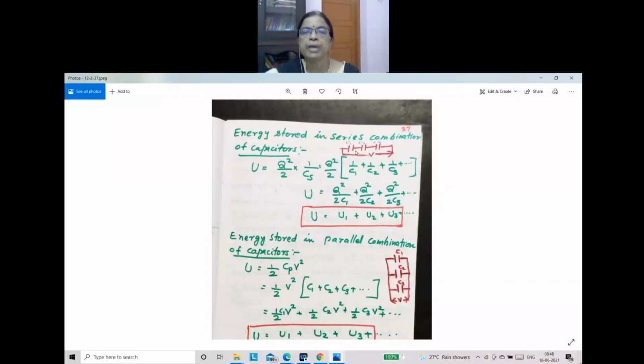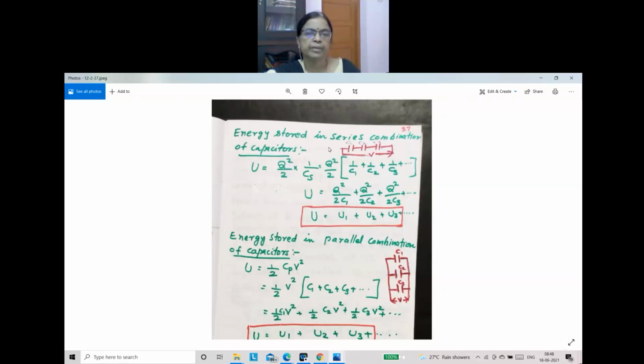Half, for example, Q square by 2C. In series combination, we use that formula. So, each capacitor will have energy. How much energy? Q square by 2C1. Q is same. In series combination, Q is same. Charge remains same. Q square by 2C1, Q square by 2C2, Q square by 2C3.